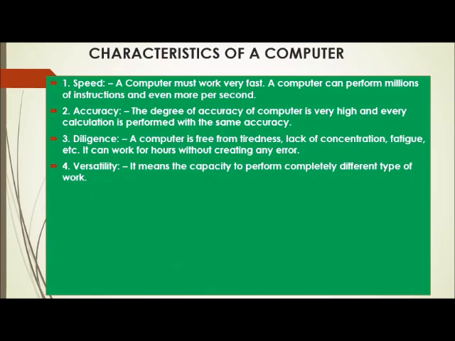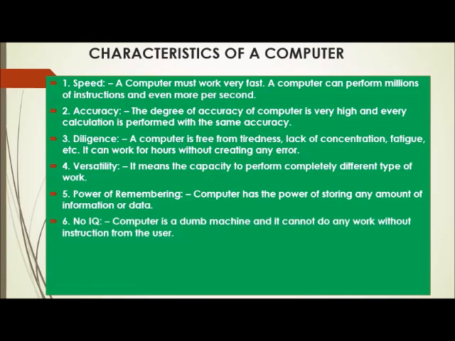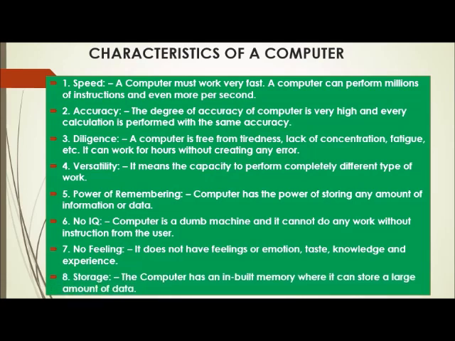4. Versatility. It means the capacity to perform completely different types of work. 5. Power of remembering. A computer has the power of storing any amount of information or data. 6. No IQ. A computer is a dumb machine and it cannot do any work without instruction from the user. 7. No feeling. It does not have feeling or emotion, taste, knowledge, and experience. And number 8. Storage. The computer has an inbuilt memory where it can store a large amount of data.